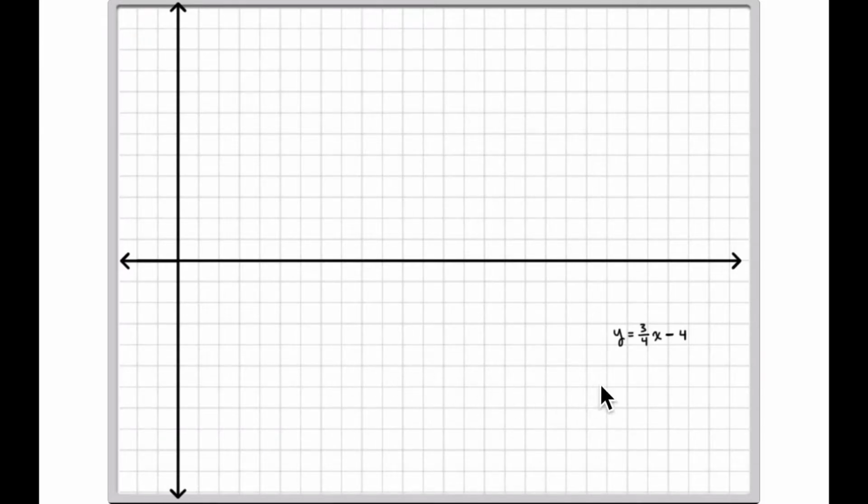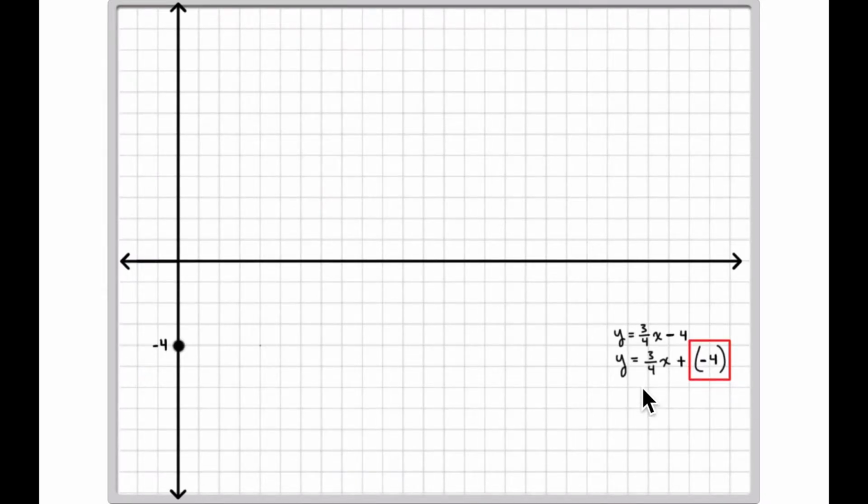So let's graph that first equation. y equals 3/4 x minus 4. Remember that minus 4 is the y-intercept. The y-intercept is -4. So I would rewrite this using the inverse operation, and the additive inverse of a +4 is a -4. And that shows you that the y-intercept is -4.